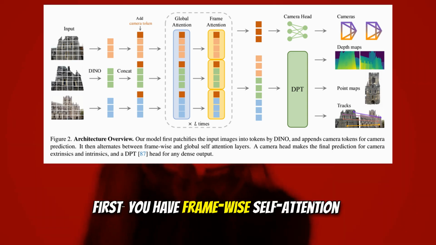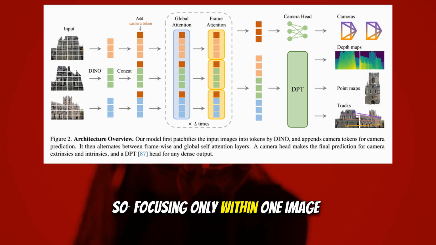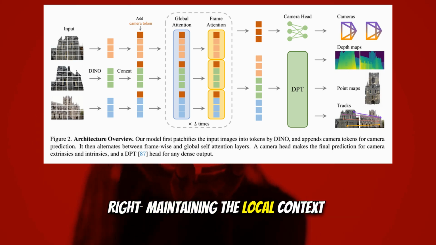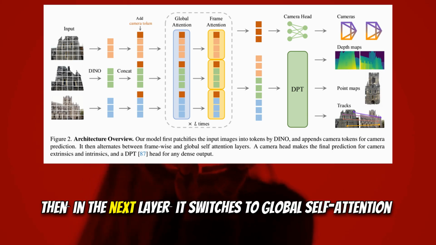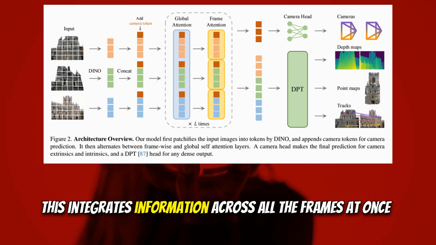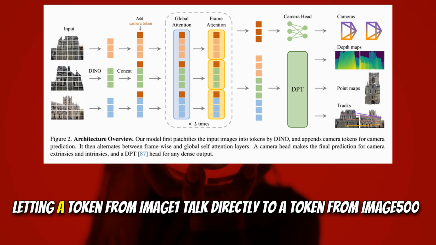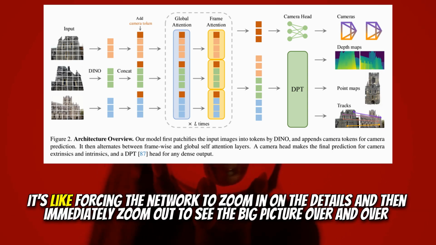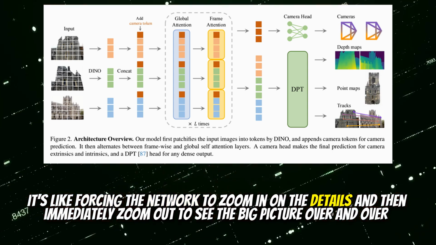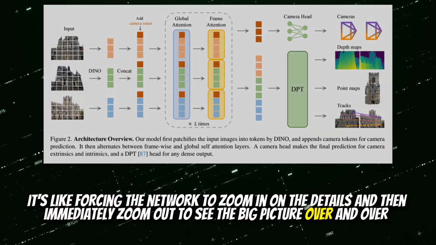First, you have frame-wise self-attention. So focusing only within one image. Right, maintaining the local context. Then, in the next layer, it switches to global self-attention. This integrates information across all the frames at once, letting a token from image 1 talk directly to a token from image 500. It's like forcing the network to zoom in on the details and then immediately zoom out to see the big picture over and over.